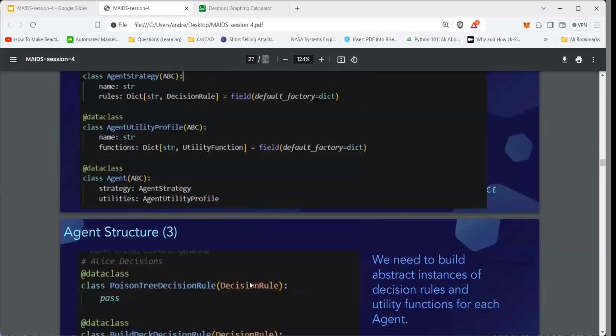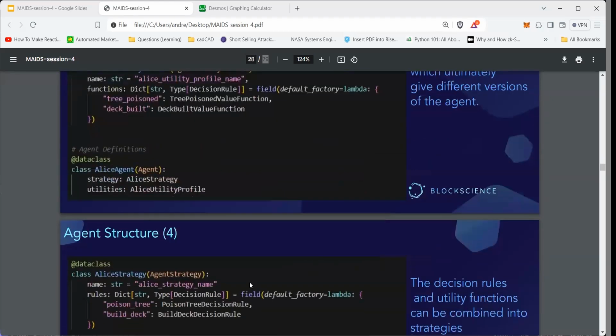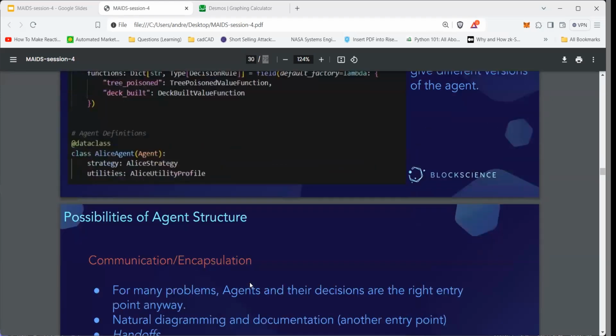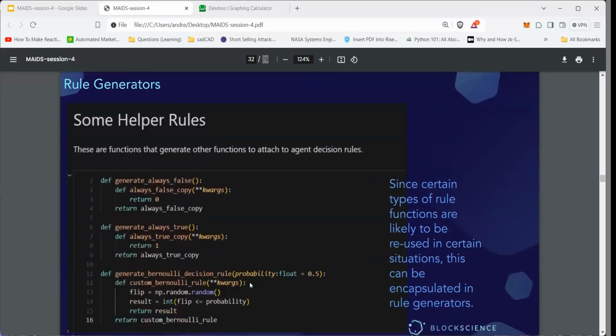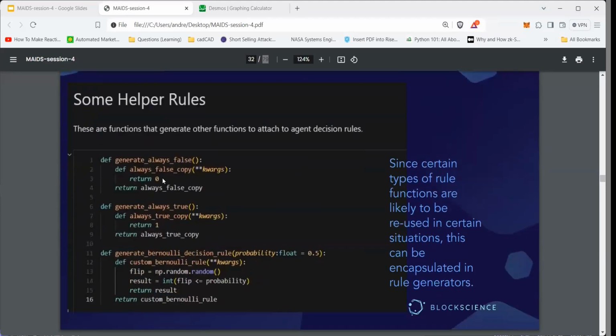So here is an example of a specific decision rule. The constant ones are not so interesting. You can always do true or always do false. Although those can be really helpful in terms of setting the boundaries of the strategy space, just like you can approximate arbitrary functions with piecewise constant. Well, you can't approximate arbitrary strategies with constant strategies, but you can start there, sort of a cognitive approximation.